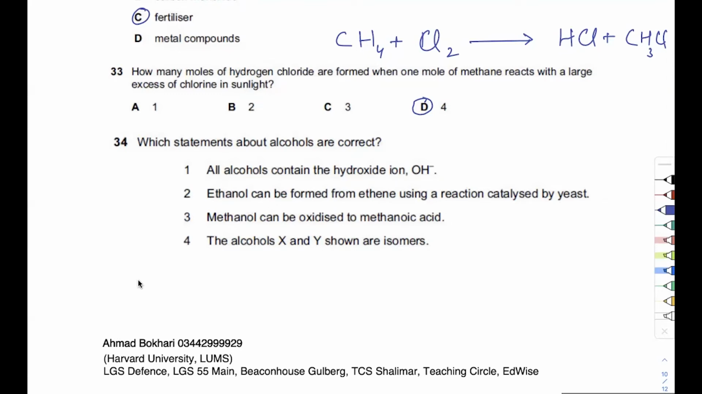Which statement about alcohols is correct? 1, all alcohols contain the hydroxide ion. This is a statement that confused many students because OH is there, but we do know that OH is not there as an ion. Alcohols are not alkalis. Alkalis have hydroxide ions. Alcohols don't. Okay, so this is going to be wrong.